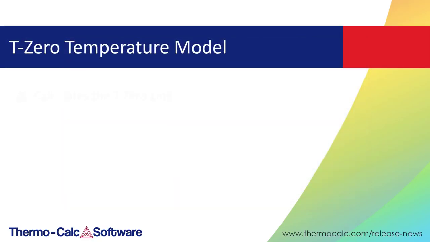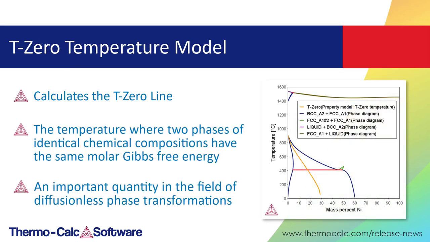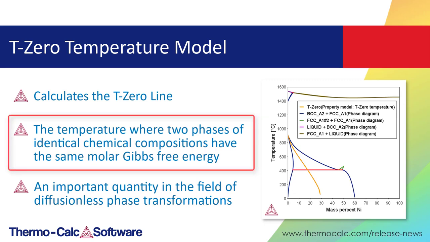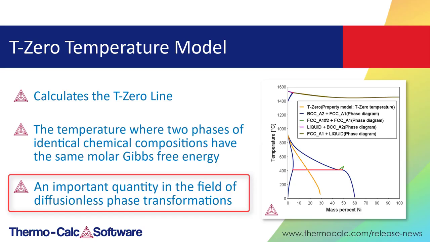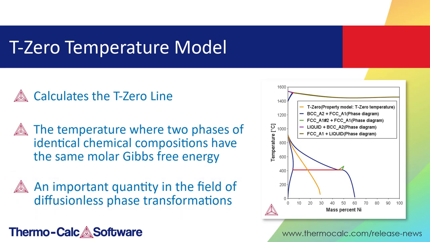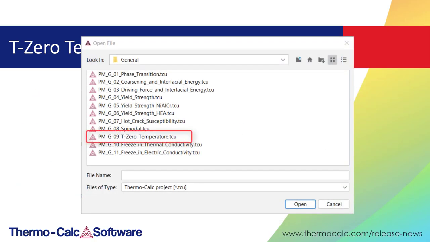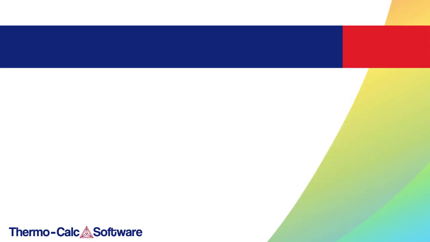The T0 temperature model is a new property model that calculates the so-called T0 line. The T0 temperature is defined as the temperature where 2 phases of identical chemical compositions have the same molar Gibbs free energy. This temperature is an important quantity in the field of diffusionless phase transformations, such as Martensitic transformation, since it is the upper limit where diffusionless phase transformations can occur. Example PMG09 T0 temperature demonstrates this new model.